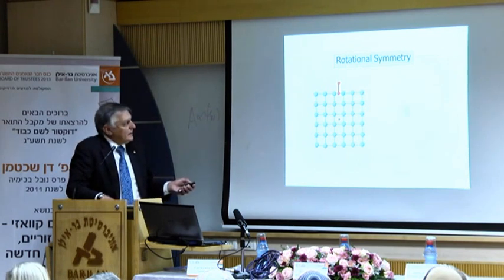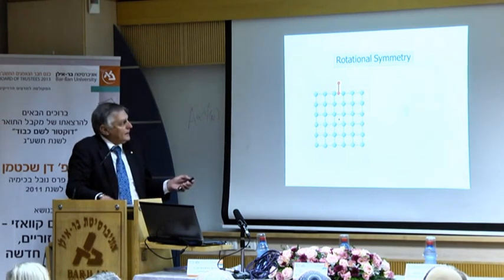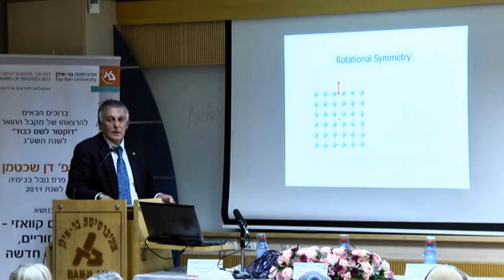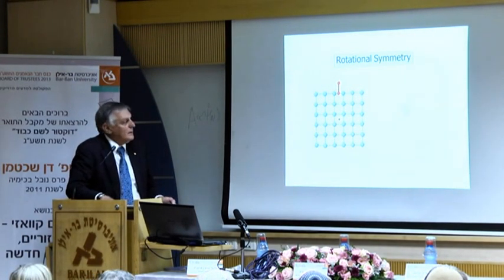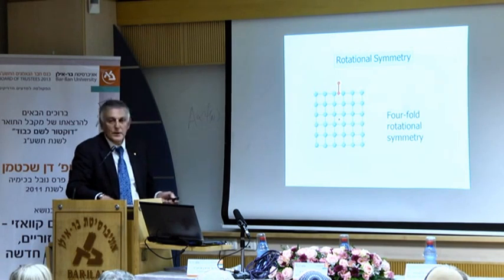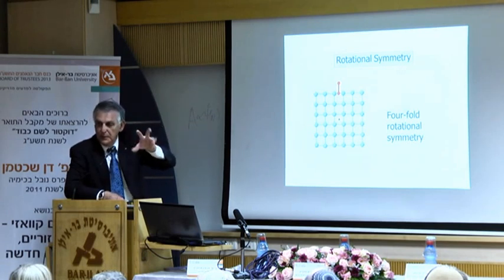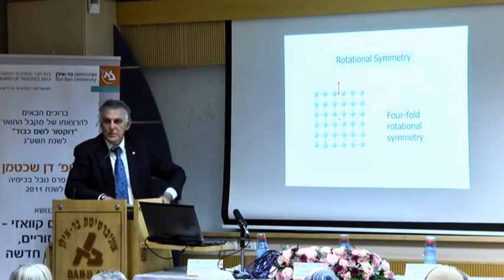Now let's say a few words about rotational symmetry. This lattice is the same as I have drawn before, except that I have added a little handle here, this red handle, so that you see what happens when I rotate it. And I can rotate it 90 degrees, and it looks the same. And 180 degrees, and it looks the same. 270 degrees, and 360. And every time it looks the same. This means that this lattice has a four-fold rotational symmetry. You can do it four times, one, two, three, four, and every time it looks the same. It has a four-fold rotational symmetry.